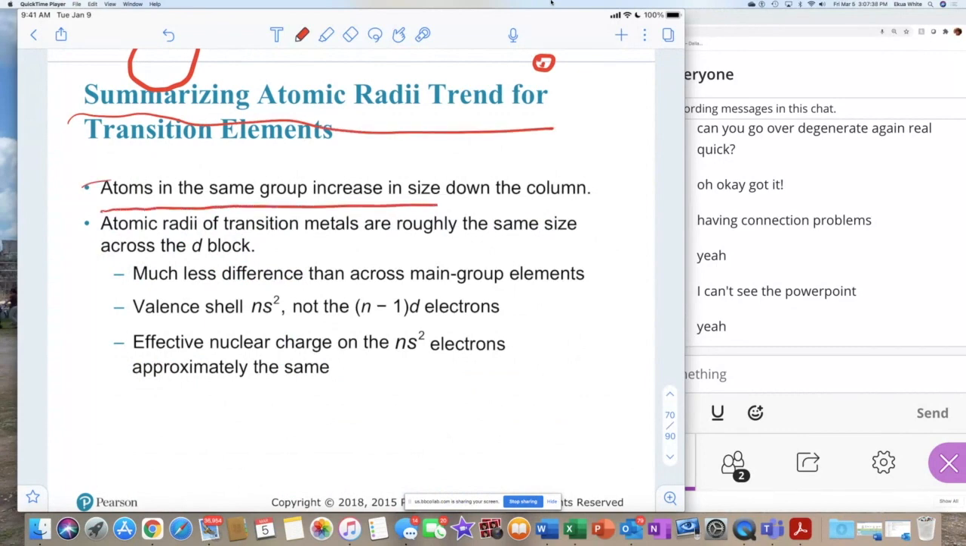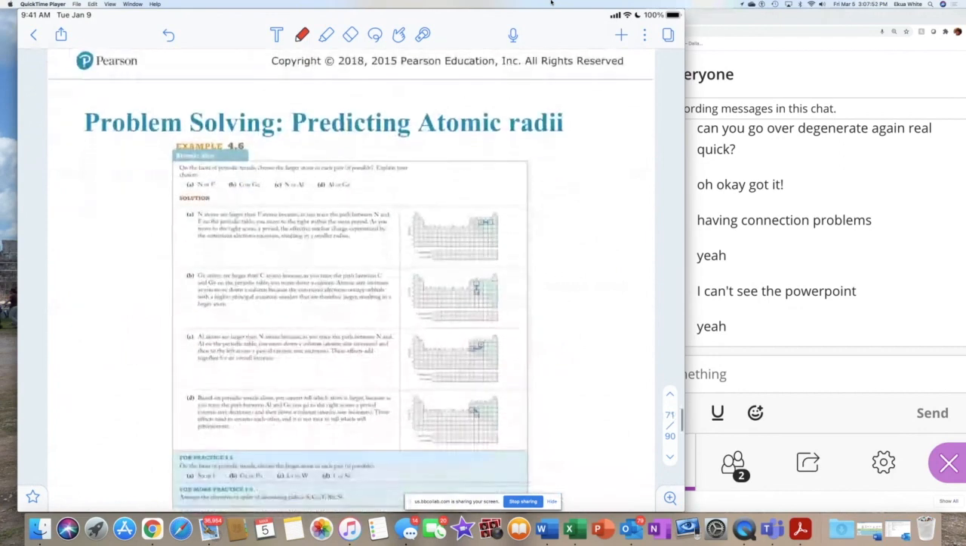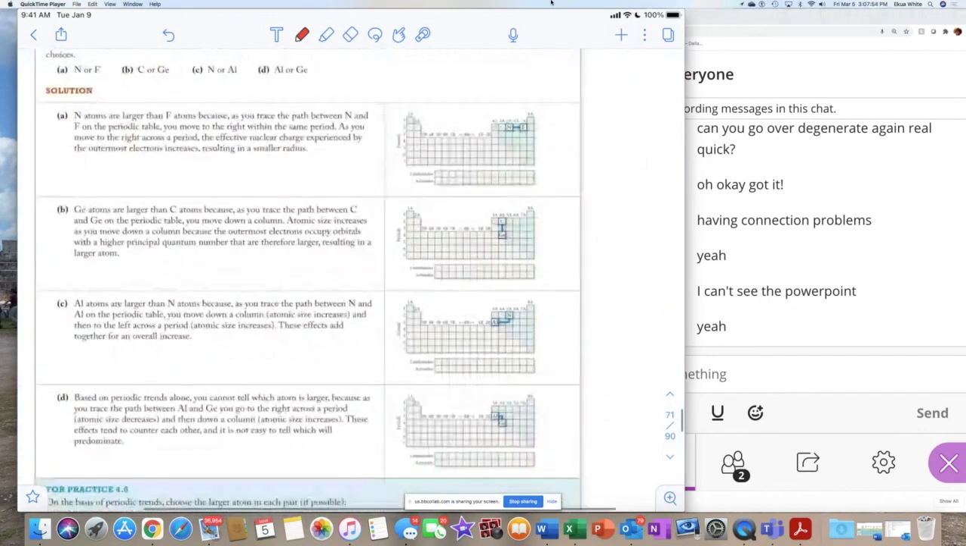Okay, so we see all that stuff summarizing here. Atoms in the same group increase in size when you go down the group. Why? Because the valence electron is in a larger energy level, right? So they go through all here and they talk about effective nuclear charge. And so I'm not going to go into all this again. We have talked about the most important thing. Now we get to apply this here.